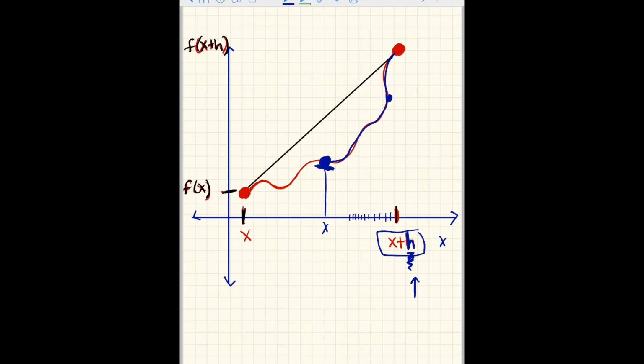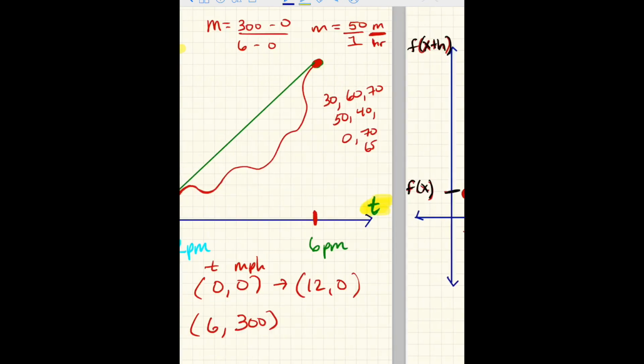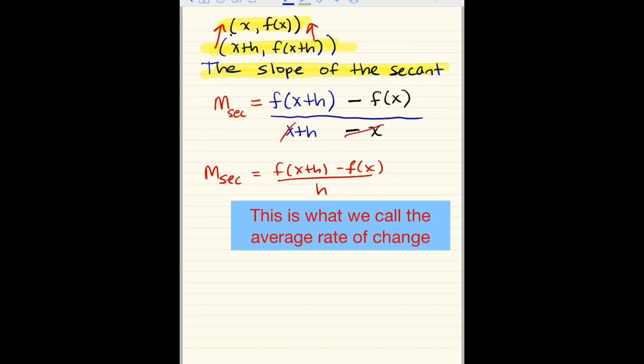So let's say we had someone here. You have to use the slope of the tangent line. If we had someone here, we have to use the slope of the tangent line if you want to find the instantaneous rate of change. So the slope of the secant line, I believe that's here, is without applying the limit as h approaches 0. This is the average rate of change.